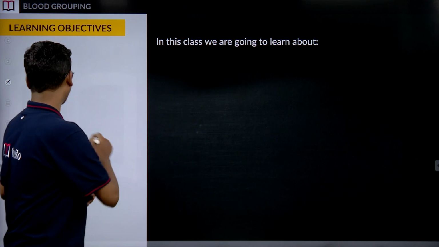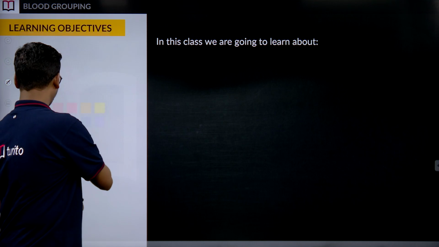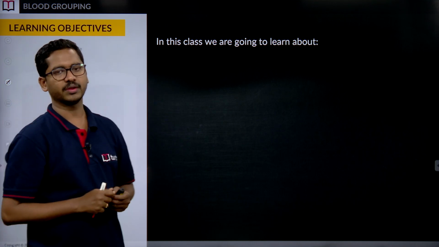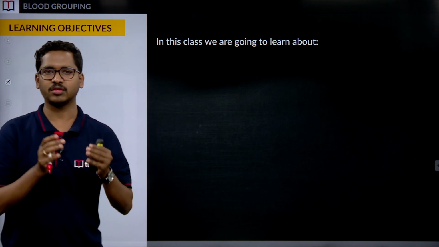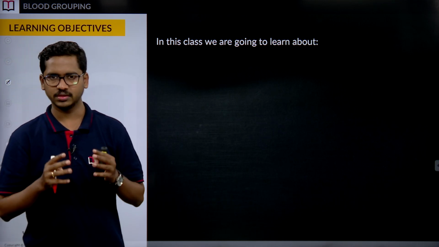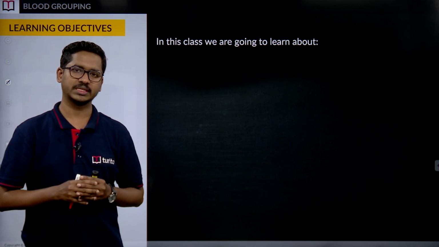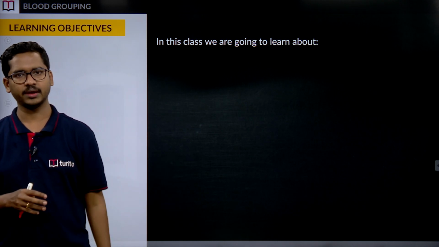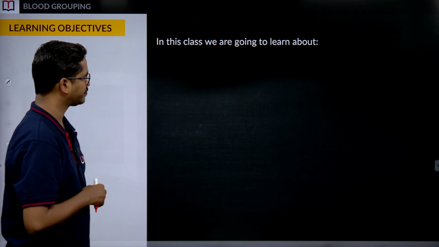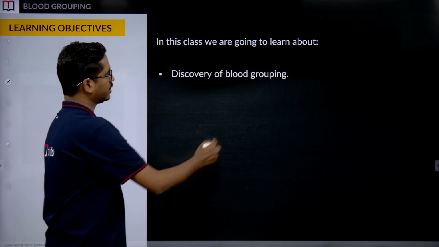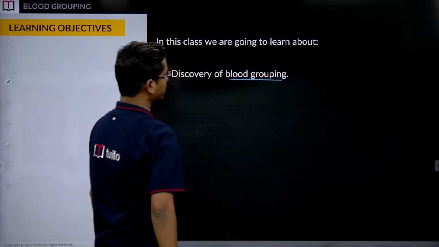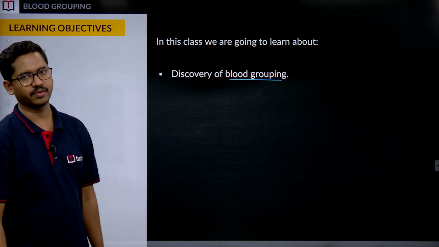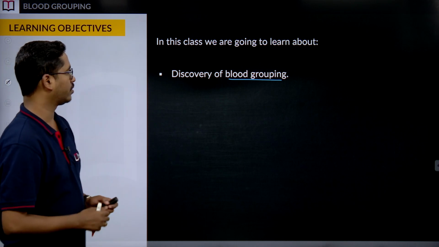Now, let us have a look at the learning objectives we have planned for this particular session. So, in this particular session, we are going to understand the various learning objectives we have planned. So, fine, let us see here. First one, we will understand how the discovery of blood grouping happened, okay, who discovered it, that is what we will be looking into.